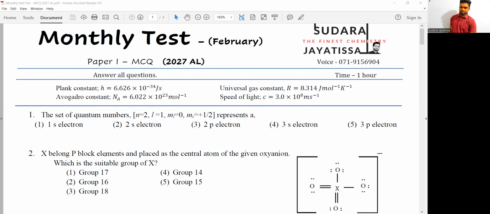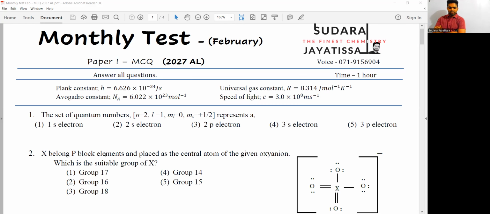So today I'm hoping to discuss with you the MCQ paper, right? So we will go to the paper and start our discussion. Okay, so this is for 1 hour, right? The first question is asking the set of quantum numbers is representing what type of an electron.